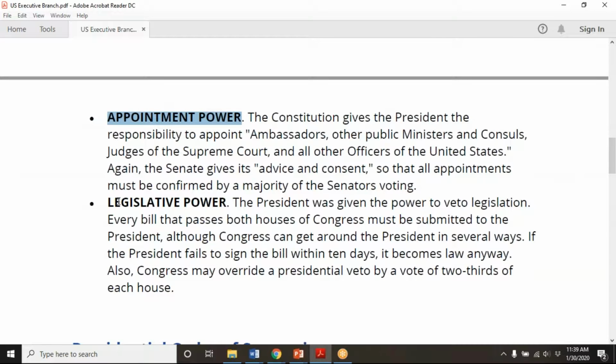Tolulope, could you read the last part, legislative power? Yes, I can.